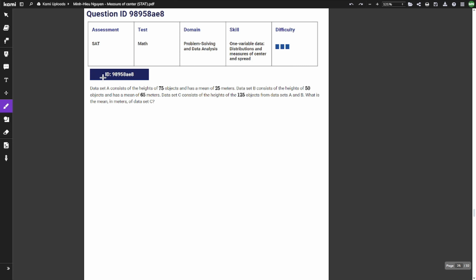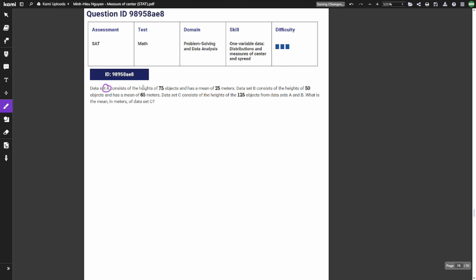Question number 25. Dataset A consists of the heights of 75 objects and has a mean of 25 meters. Dataset B consists of the heights of 50 objects and has a mean of 65 meters. Dataset C consists of the heights of the 125 objects from datasets A and B. What is the mean in meters of dataset C? Now, I know that was a whole other load of information, so let's break this down.